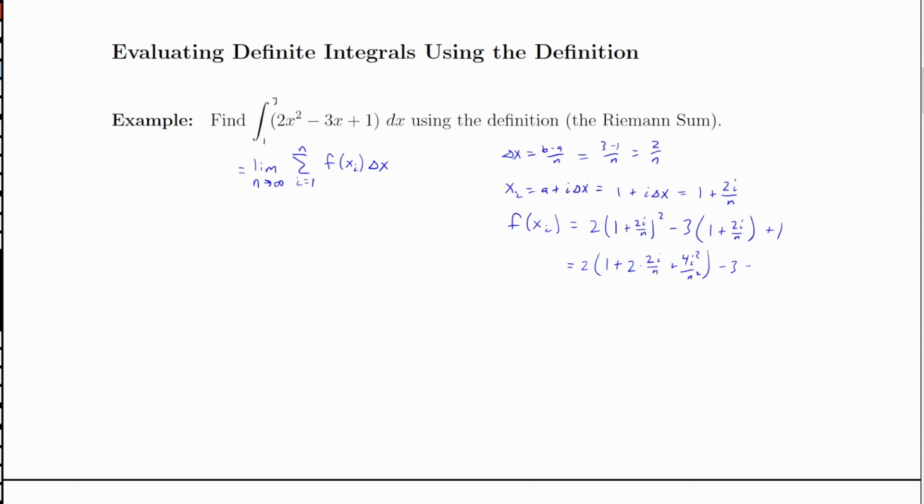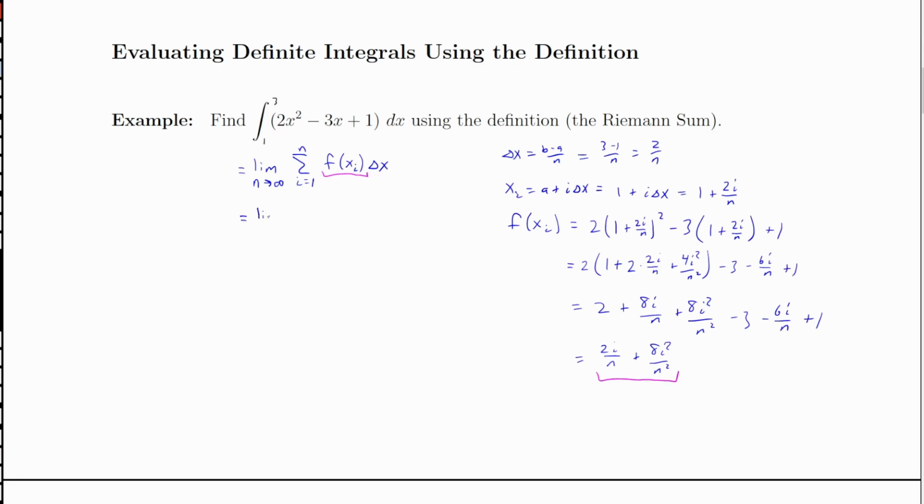Here I'll distribute the negative 3, and now I'll distribute the 2. So I have 2 plus 8i over n plus 8i squared over n squared, minus 3 minus 6i over n, plus 1. Now I'm going to gather like terms. I have 2 minus 3 plus 1, which adds to 0. I have 8i over n minus 6i over n, which is 2i over n. And then 8i squared over n squared. Let's bring that back to my limit definition. So this f of xi, I'm going to replace with this piece.